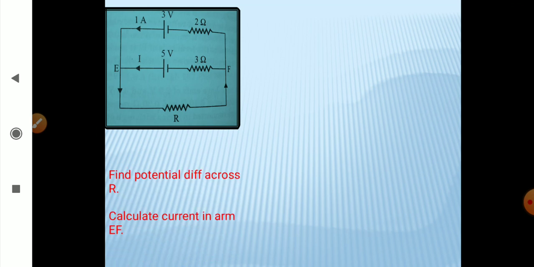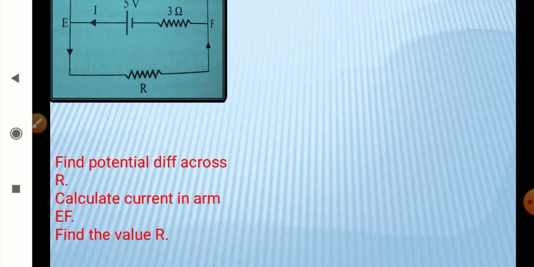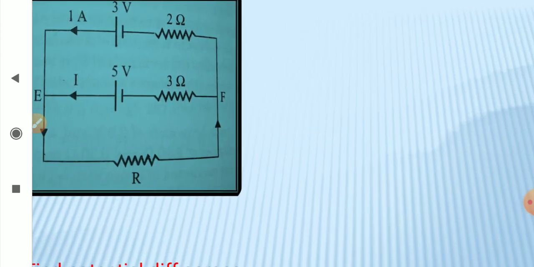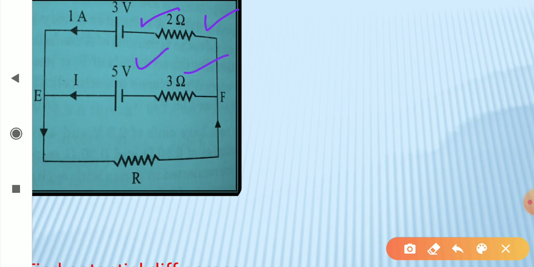Another numerical problem. It has got 3 parts. So let us look at the diagram only first. See here, we have a cell of 3 volt with internal resistance 2 ohm, a cell of 5 volt with internal resistance 3 ohm, and external resistance R.